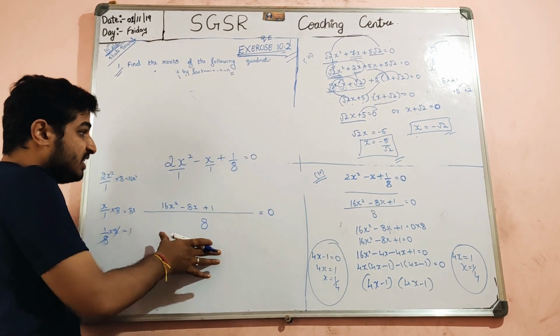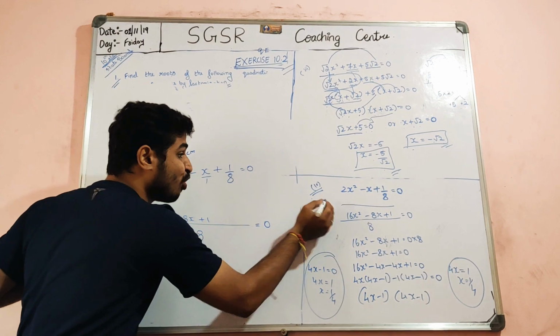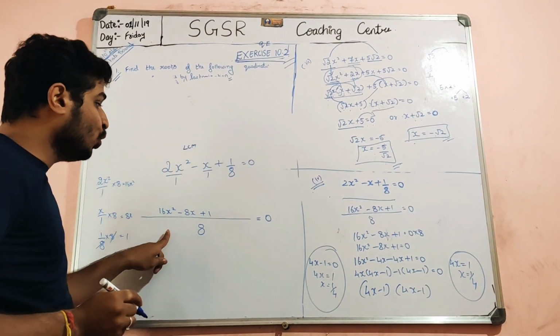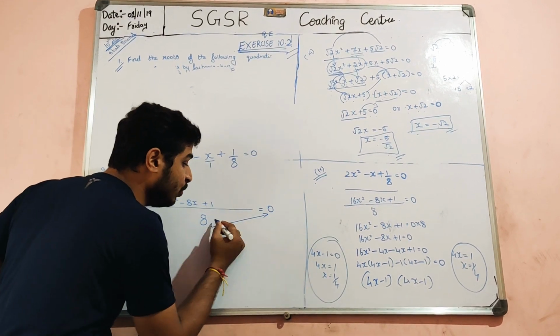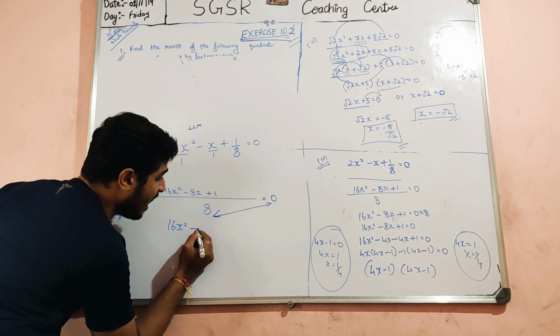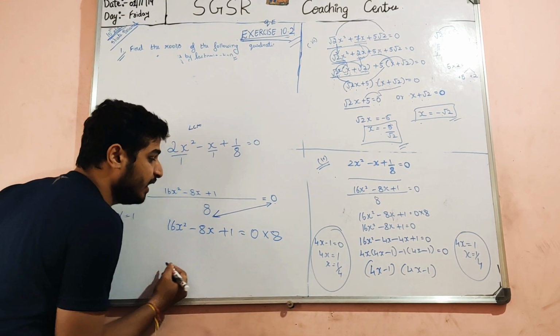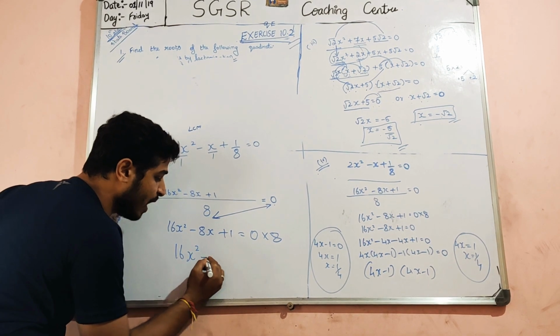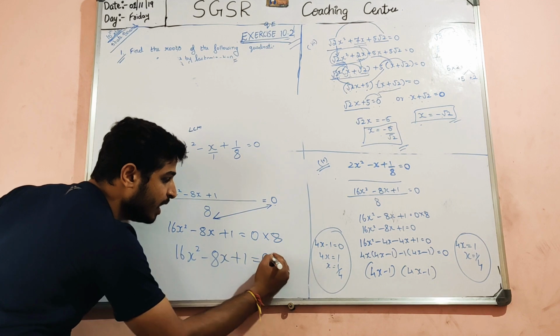Okay students, this is the LCM. Finding out LCM for this problem. So now you get to know how to do LCM. Now transfer this 8 towards this side. So it becomes 16x square minus 8x plus 1 is equal to 0 into 8, which is nothing but 0.